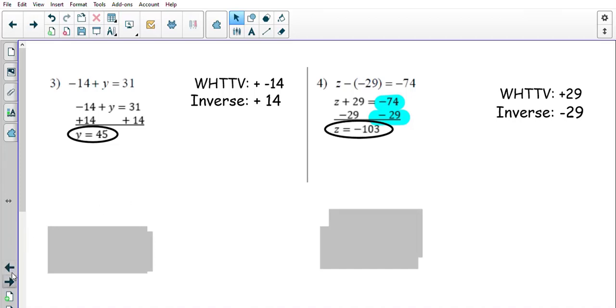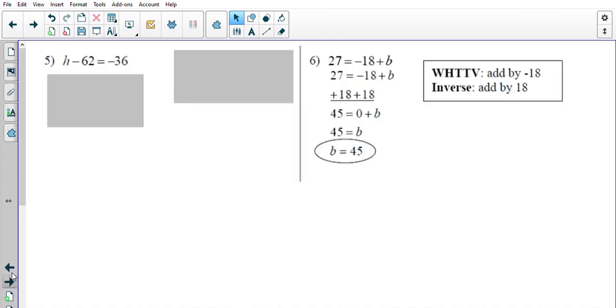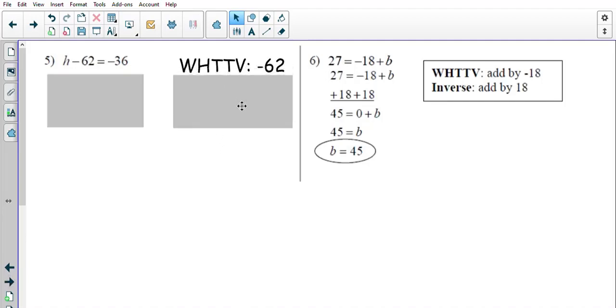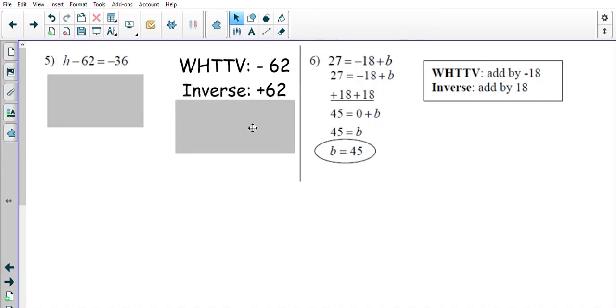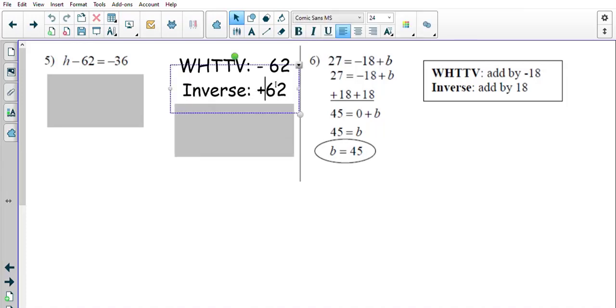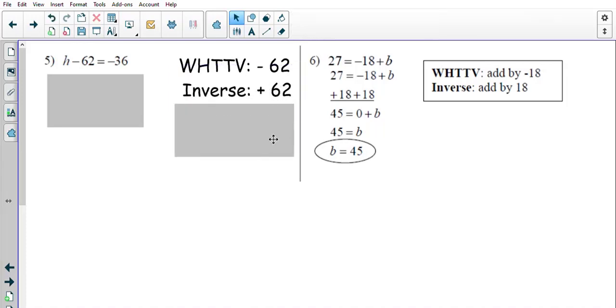All right, moving right along. Question number 5. H minus 62 equals negative 36. We're subtracting 62 from the variable h. So the inverse of that is, I'm going to leave a little space there. So we're subtracting 62. The inverse is to add 62, or you could subtract a negative 62 as well. But we're going to add 62 as the inverse of subtracting 62.